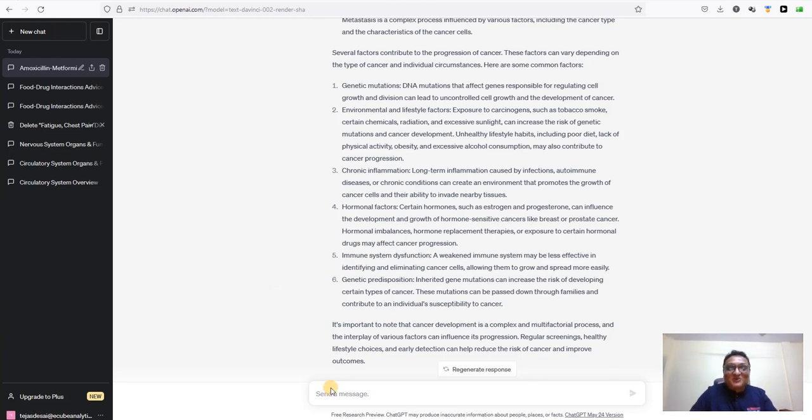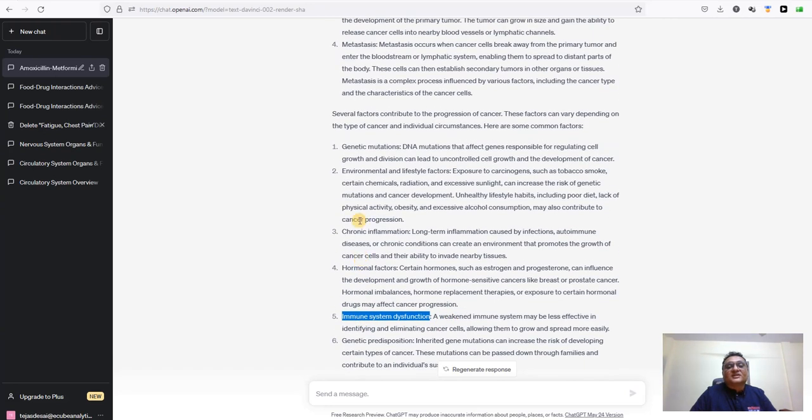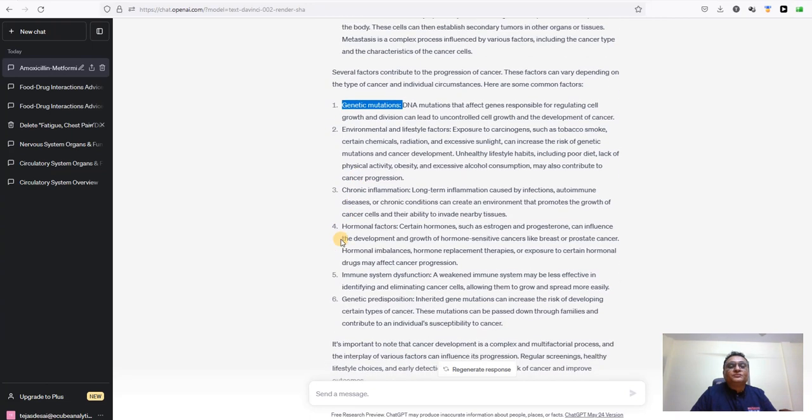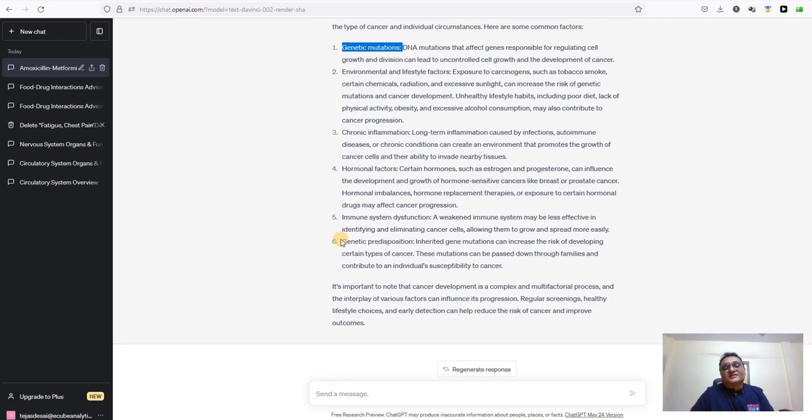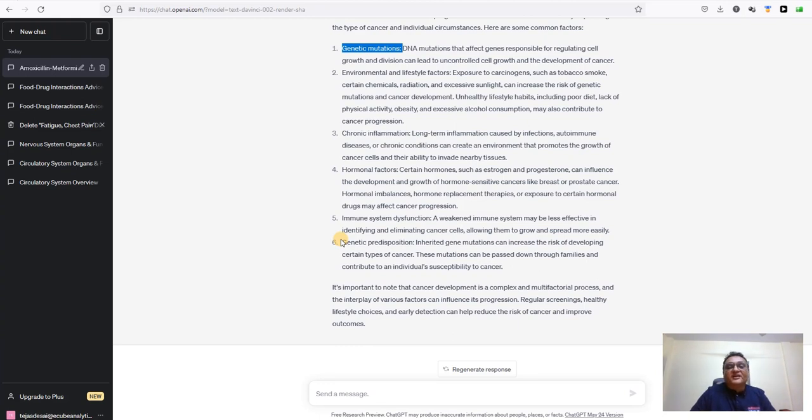But you always know that ChatGPT is a generalized tool. There are AI based tools which are exclusively trained on medical corpus and the knowledge of medical textbooks. And even with ChatGPT, you can stretch its limits. For example, I can take one particular point here and tell it to further clarify this immune system dysfunction, or further clarify how genetic mutation contributes to the progression of cancer. So there is no limit to going ahead with ChatGPT.